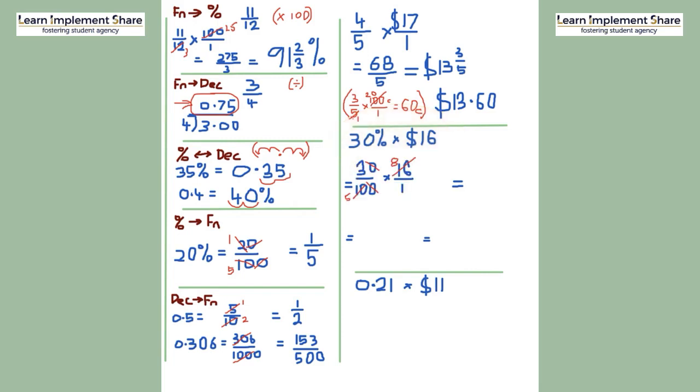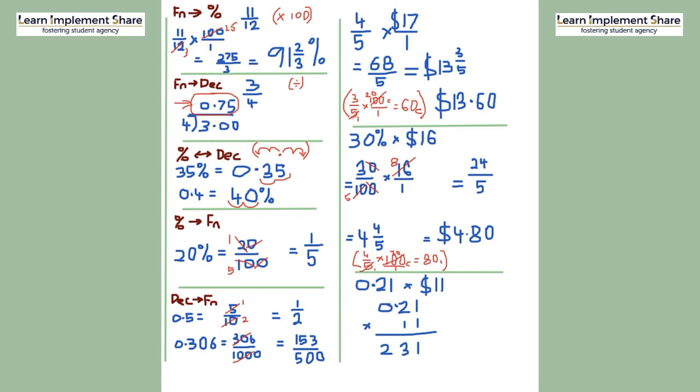When we take a percentage of an amount, we turn the percentage into a fraction, which is 30 over 100, and we times by 16 over 1 in this case. Cancel down, we end up with 24/5, which as a mixed number is 4 4/5. When we look at what 4/5 of 100 cents is, we work out it's 80 cents, and that's why it's $4.80.